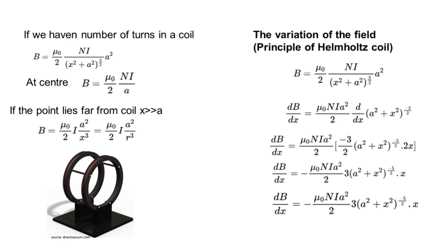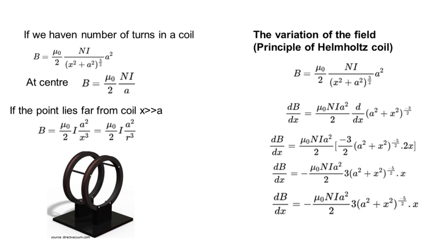And if the point P lies far from the coil, that is x is much larger than A, then in place of x we can take R. So in that case B becomes μ₀/2 · I A²/R³.